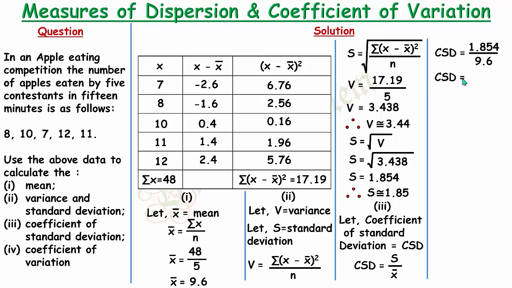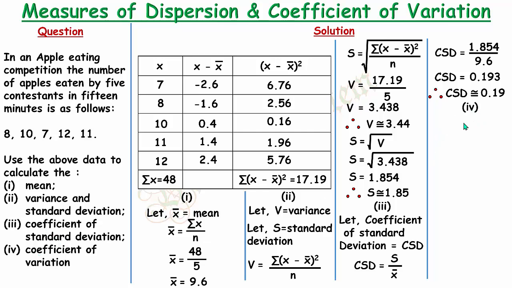Okay, coefficient of standard deviation will now be equal to 0.193. For the purpose of uniformity, the coefficient of standard deviation will be approximately equal to 0.19. The third digit after the decimal is less than 5, so I'll round it down, it becomes 0. And this is my coefficient of standard deviation. So I'm done with the third part of the question.